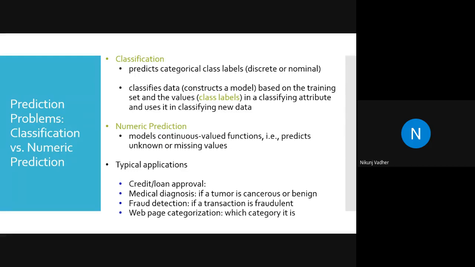Okay, they have said certain standard. Medical diagnosis: if a tumor is cancerous or benign, based on the characteristics, it will try to predict the level, whether it is cancerous or benign. Next is fraud detection. Fraud detection will again be part of numeric prediction, but later on they will assign a level whether a person is fraud or not.